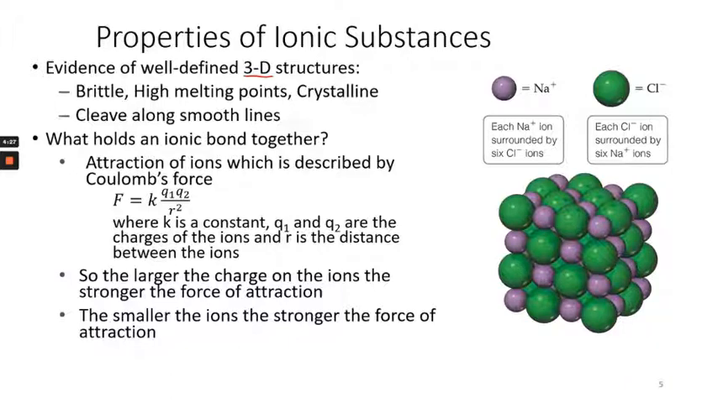But what holds an ionic bond together? Well, it's the attraction of the ions that you form that actually holds the bond together. And it can be described by Coulomb's force here, where F is the force, K is a constant, Q1 is the charge on one of the ions, Q2 is the charge on the other ion, and R squared is the distance between the ions. So the larger the charges, the larger your Q's, the greater your force of attraction. And the smaller the distance between your ions, the greater the force of attraction.